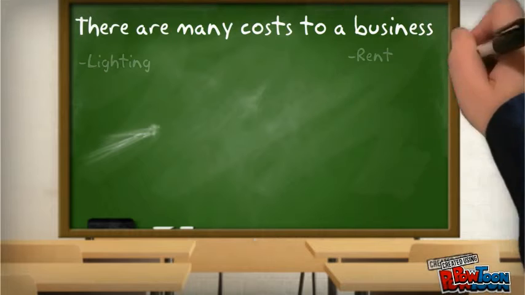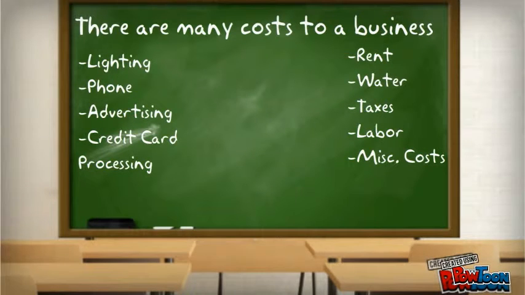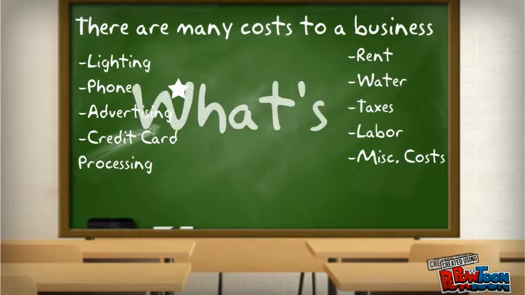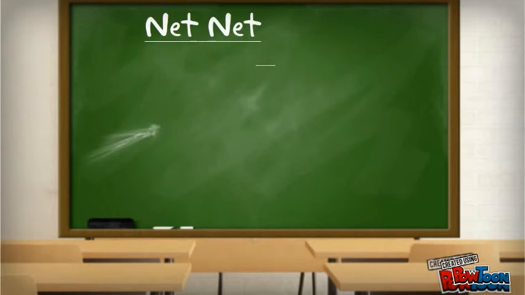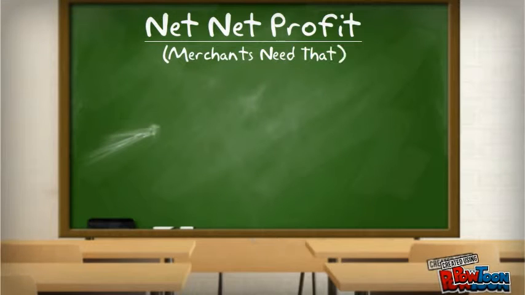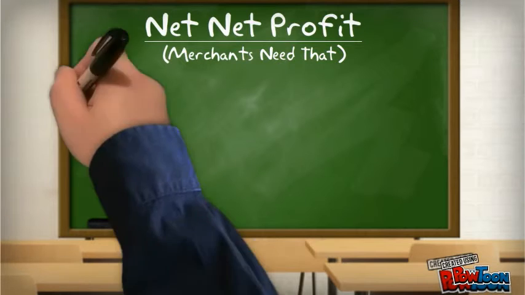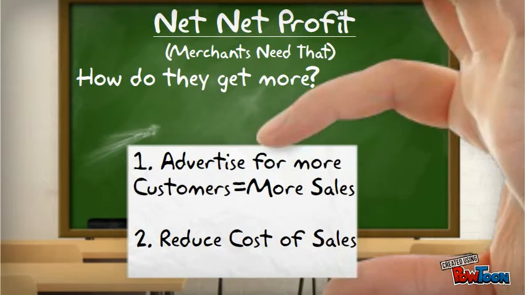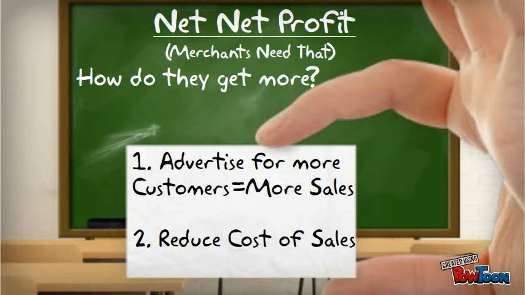There are many costs to doing business: lighting, phone, advertising, employees, taxes, rent, you name it. Businesses like yours have to make a profit. So what's left over? We call that net profit. Net profit is what you get to keep after all is done, and you need that. In fact, how do you get more? Well, there are really only two ways to increase net profit. You can continuously advertise. Driving more customers to your door means more sales, or reduce the costs of sales, one of which is the cost associated with processing credit cards.